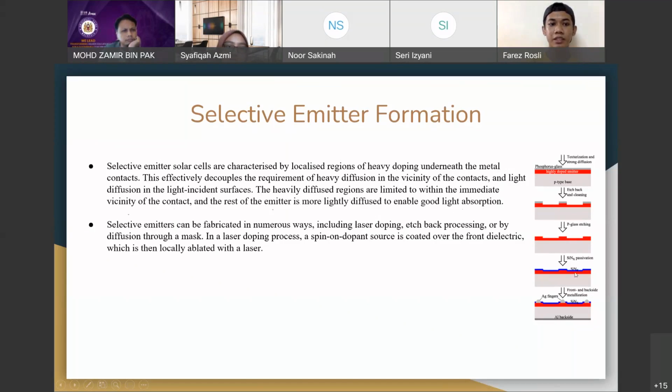So a selective emitter can be fabricated in numerous ways, including laser doping, etch back processing, or by diffusing through a mask. In a laser doping process, a spin-on dopant source is coated over the front dielectric, which is locally ablated with a laser. So over to you, Haziq.